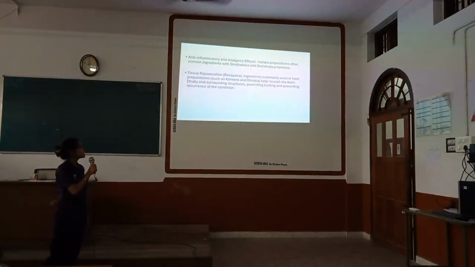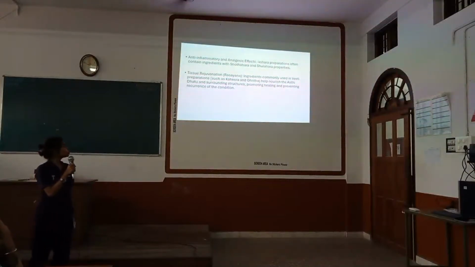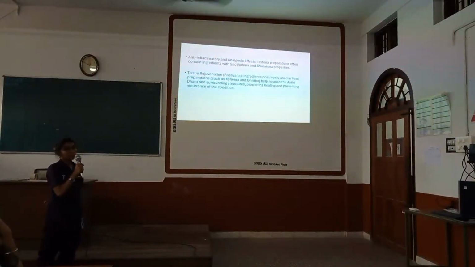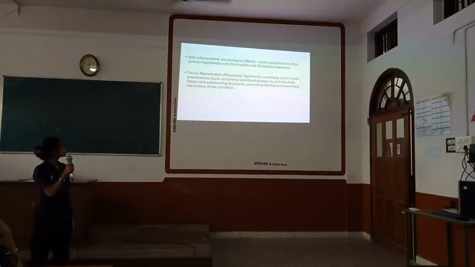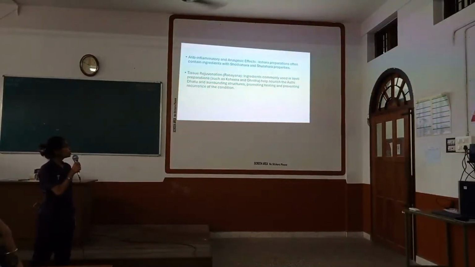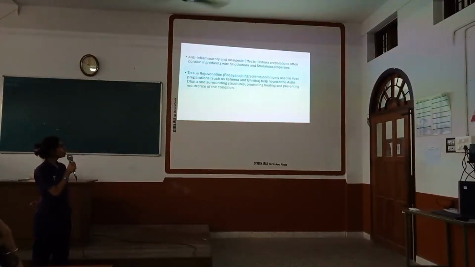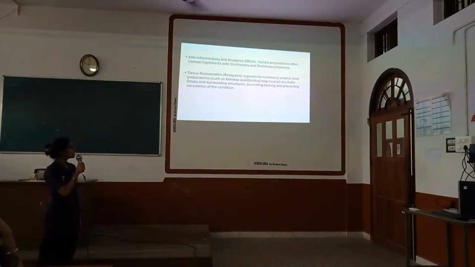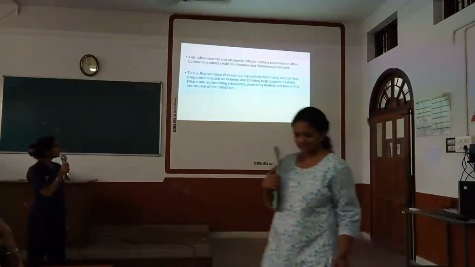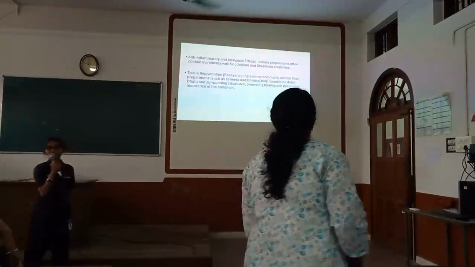Anti-inflammatory and analgesic effect: the Kshara contains the properties of Shoolahara and Shothahara. Rasayana: ingredients commonly used in Basti preparation, such as Ksheera and Ghrita, help to nourish the Asthi Dhatu and surrounding structures, promoting healing and preventing recurrence of this condition.